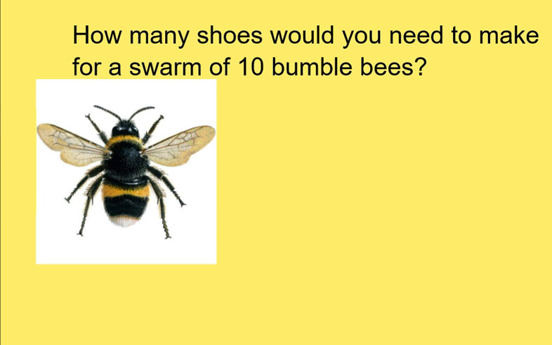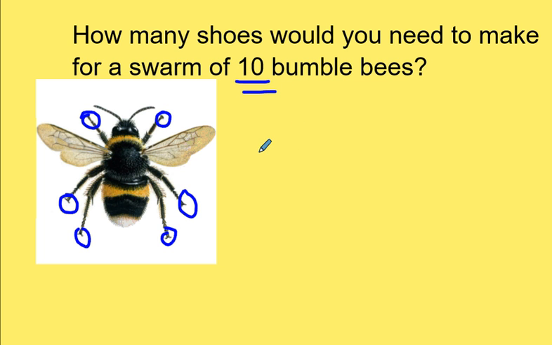All right, last example. How many shoes would you need to make for a swarm of 10 bumblebees? How about none, because we don't really want them having shoes. But the bumblebee is an insect, so we know it has 6 legs. So it would need 6 shoes.